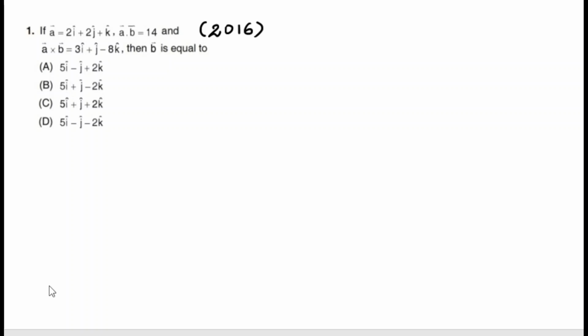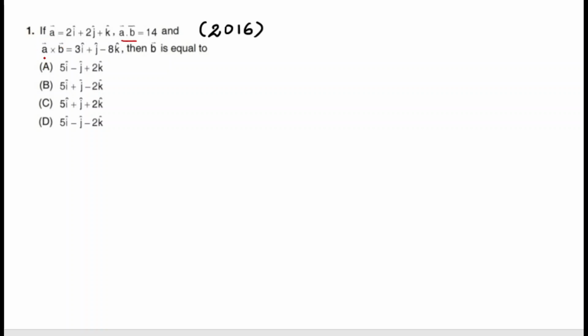What does the question say? Which was asked in the year 2016. The question says here, if a vector is equal to 2 times i cap plus 2 times j cap plus k cap, a vector dot b vector is equal to 14, and a vector cross b vector is equal to 3 times i cap plus j cap minus 8 k cap, then b vector is equal to what? This kind of question can be solved with the help of the options. Now, we will first solve for a vector and b vector.